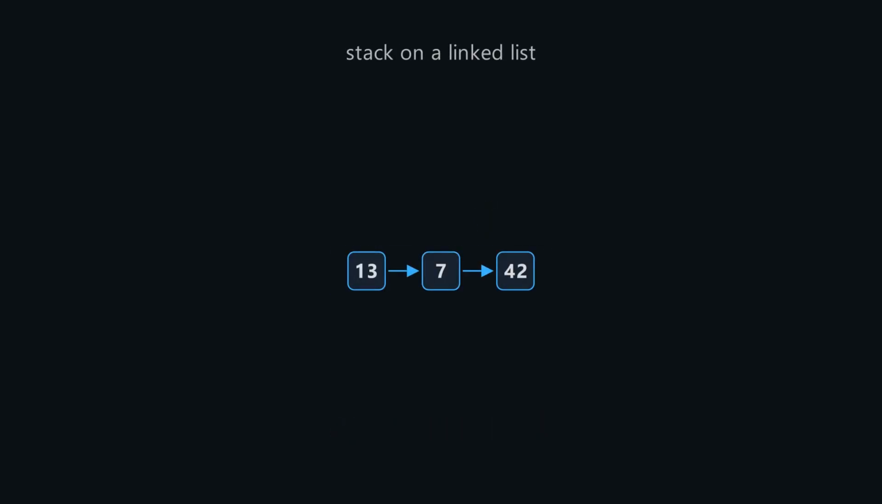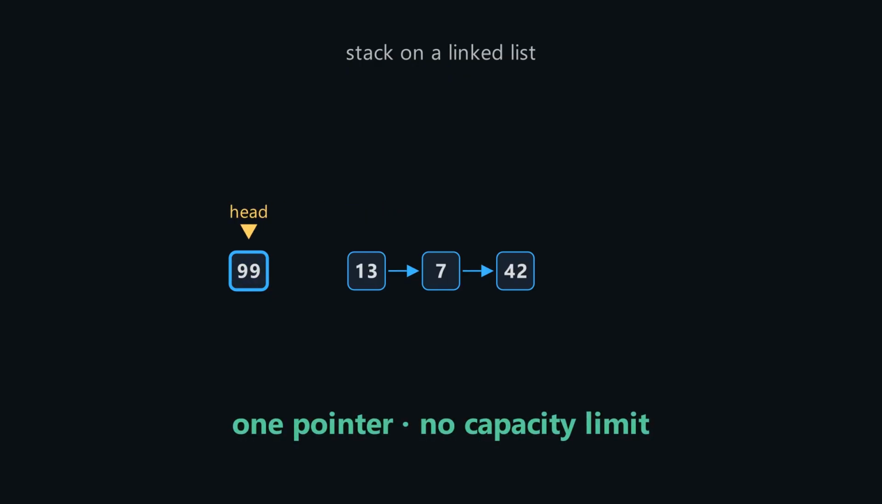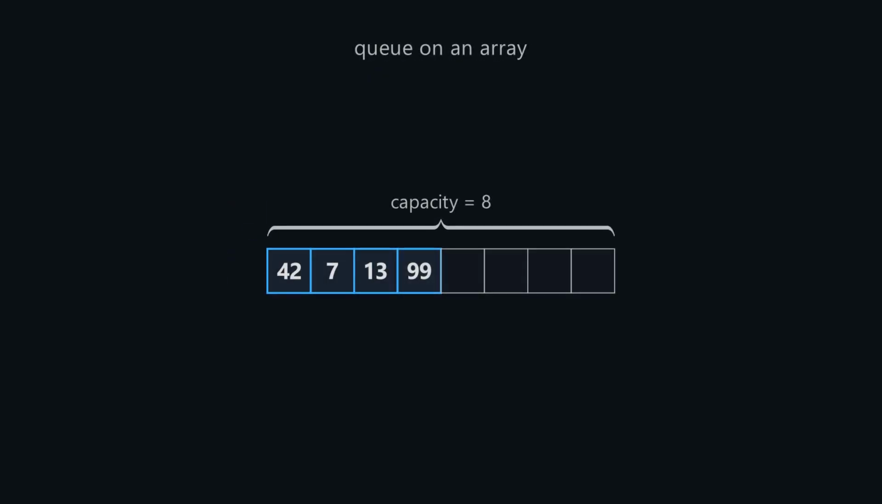A stack on a linked list is just as clean. Push and pop both happen right at the head. Point the new node at the old head, slide head over, done. One pointer, and no capacity limit, ever. The queue, though, that's where it gets interesting.